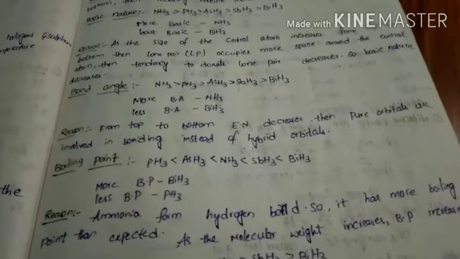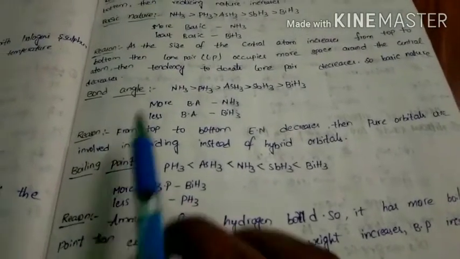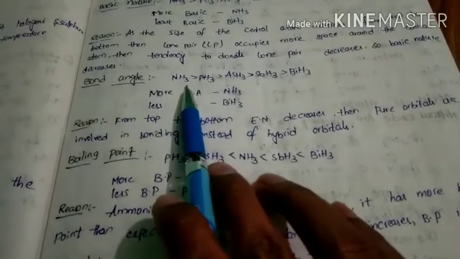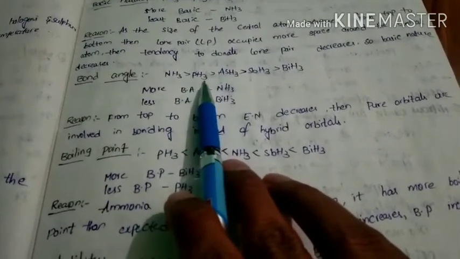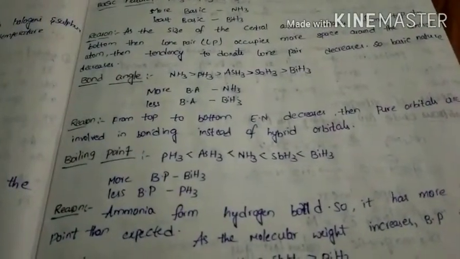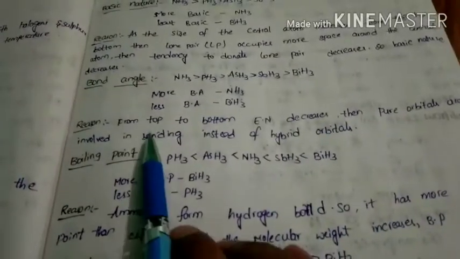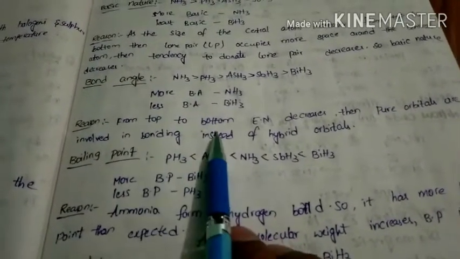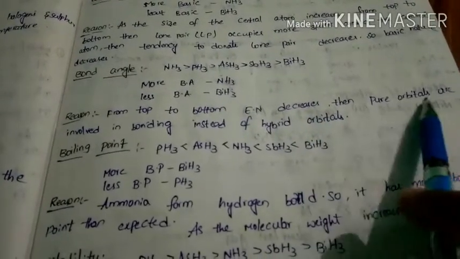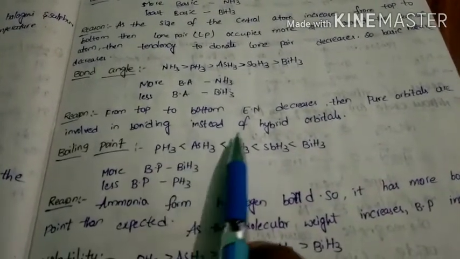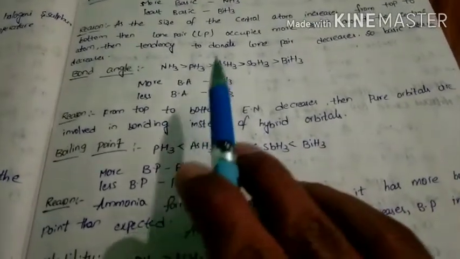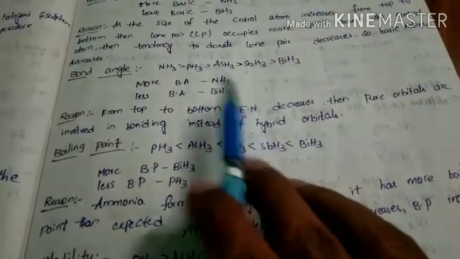Next, bond angle. In case of bond angle, NH3 has more bond angle than PH3, which has more bond angle than AsH3, which has more bond angle than SbH3, which has more bond angle than BiH3. Why? The reason is that from top to bottom, electronegativity decreases. Then pure orbitals are involved in bonding instead of hybrid orbitals. This is the reason. Bond angle means the angle between two adjacent sigma bonds.